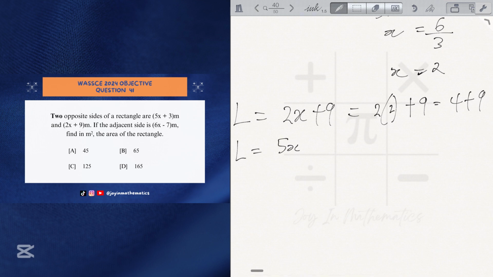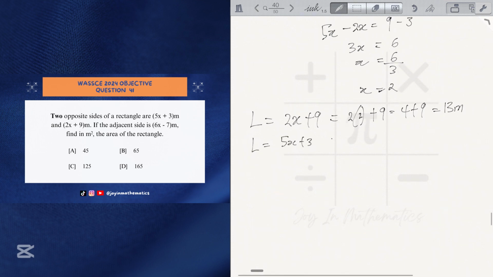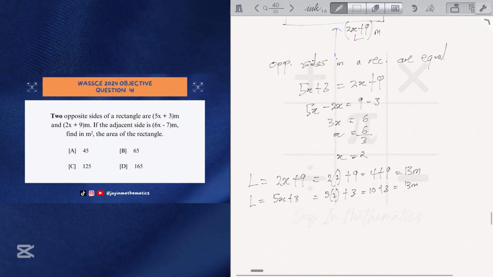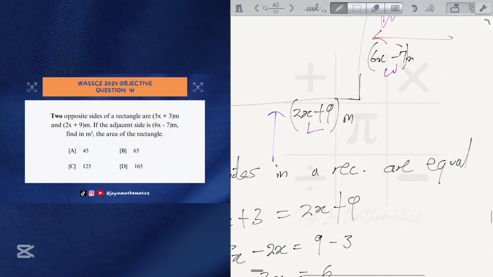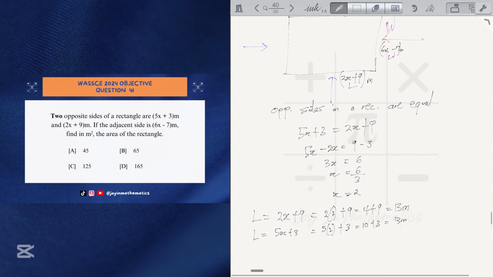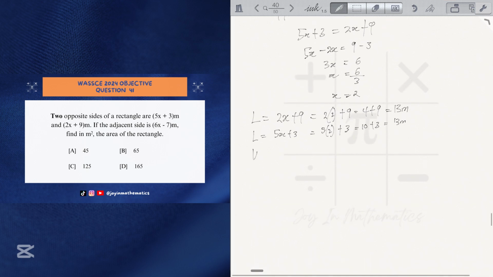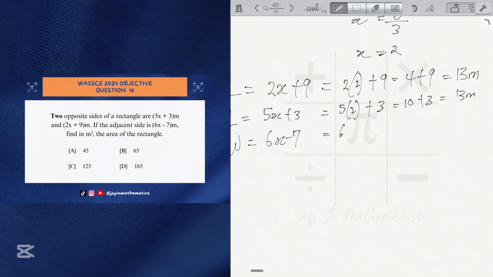L is equal to 5x plus 3. Wherever we see x, we substitute the value of 2. This is 5 times 2, which is 10, plus 3, which is 13 meters. So we have the length to be 13 meters. And the width is 6x minus 7. The unit is meter. Wherever we see x, we substitute the value of 2, and this will result in 12 minus 7, which is 5 meters.